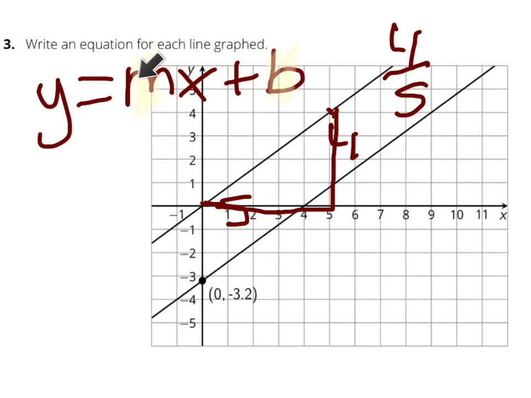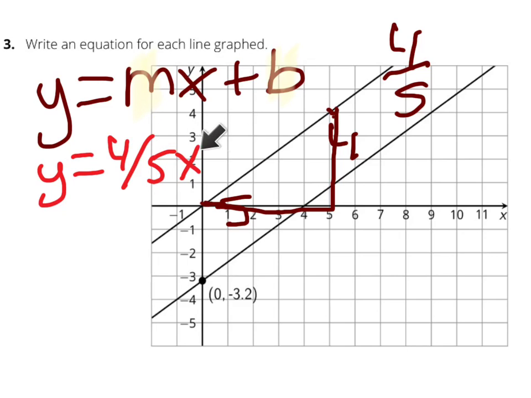Now I have the slope. Using my slope triangle, I need to know what the vertical intercept is, the b. Well, it's crossing at 0, 0. Therefore, the equation for that line is y equals 4/5 x, or if you wanted, you could write y equals 4/5 x plus 0. Let's take a look at our second line here.